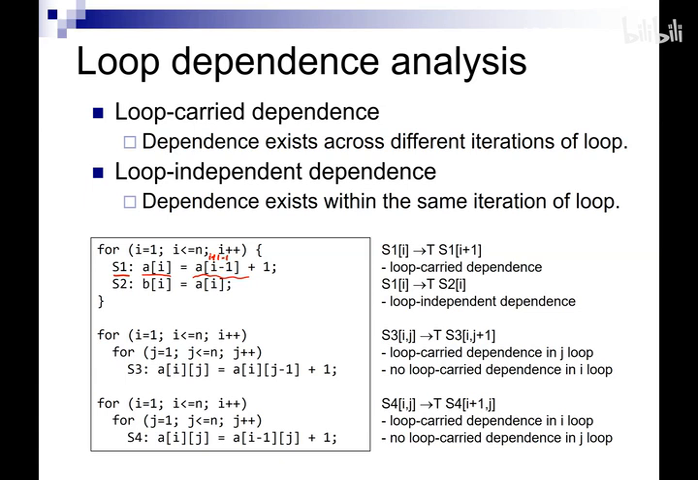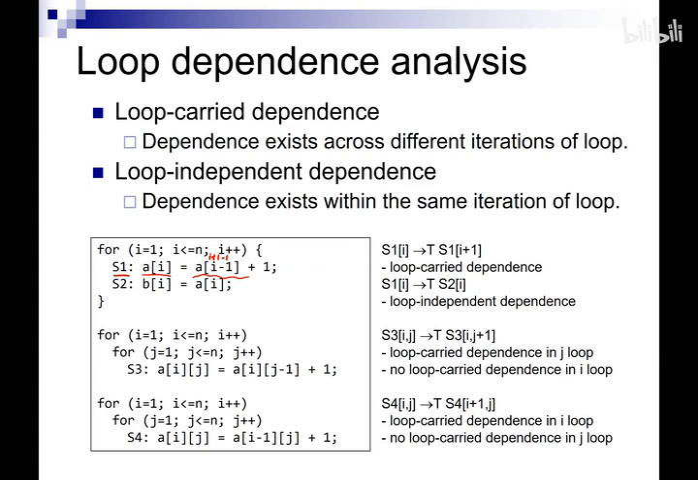So this means that in iteration I plus 1, we're going to be reading from A of I, whereas in iteration I, we're writing to A of I. Because iteration I plus 1 happens after iteration I, this is a read after write dependence. We read A of I in iteration I plus 1 after we write A of I in iteration I. This is across 2 different iterations, so it's a loop carried dependence.